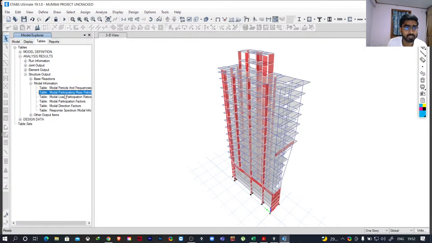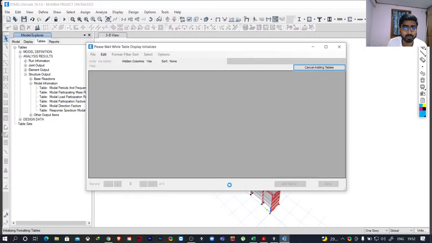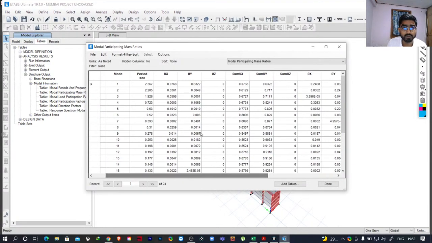Right, now we need to check which one is for x direction and which one is for y direction. For that we will check this modal participating mass ratio. If you see the first mode, it is more into y direction. So 0.236, this is the time period, it will be for y direction. And 0.205 time period, here you can see the participation is more in the x direction, so it will be for x direction. Fine, so I have written this.